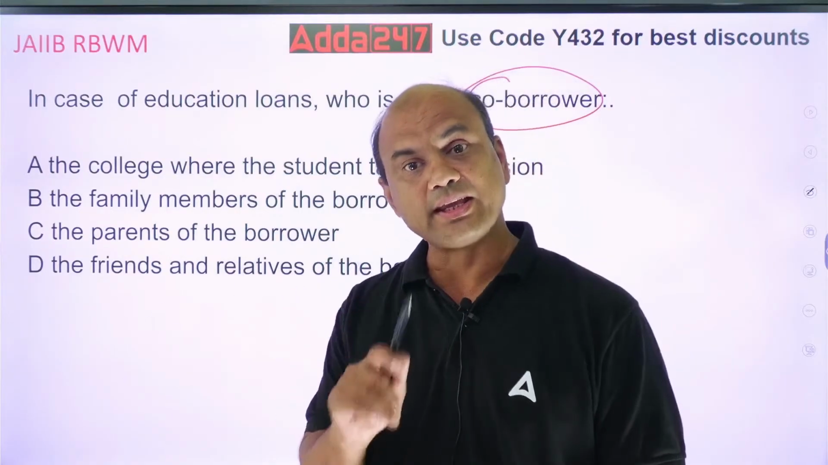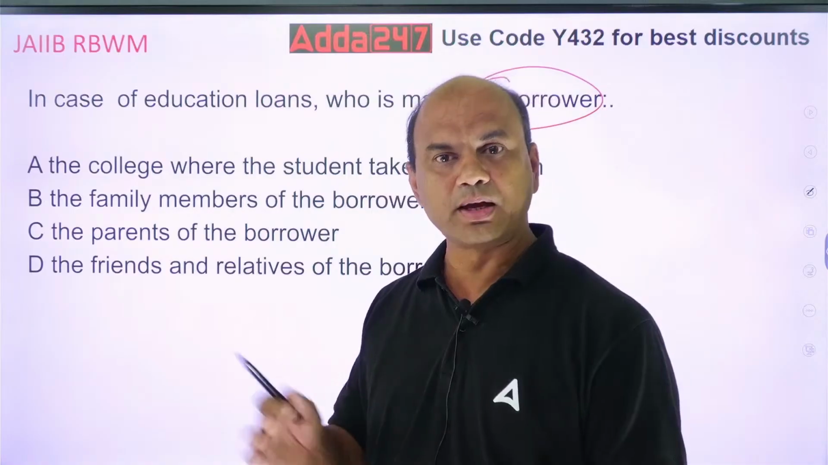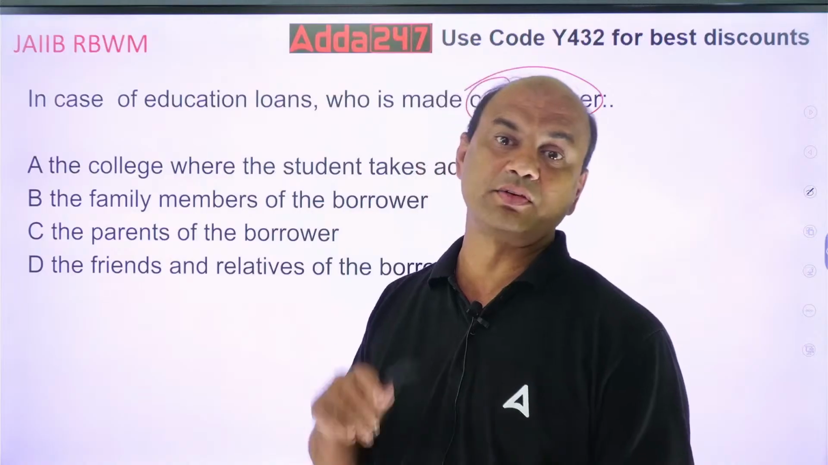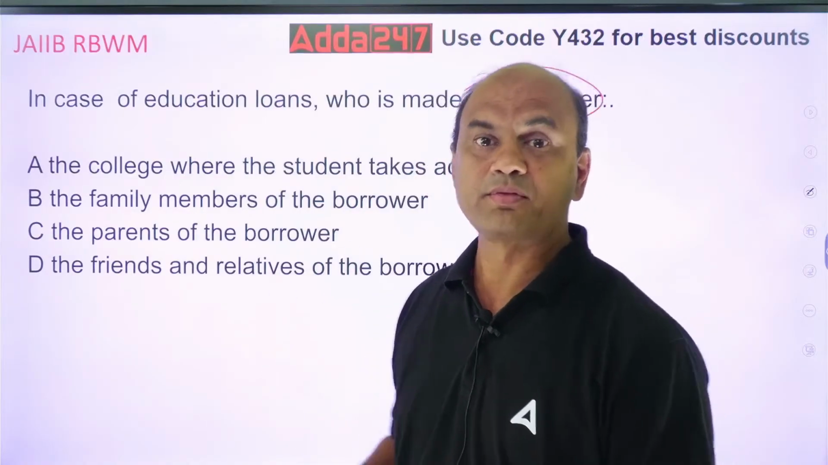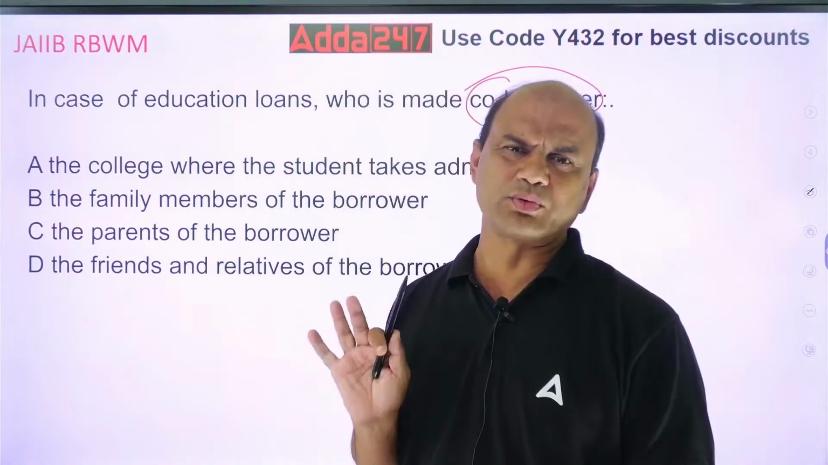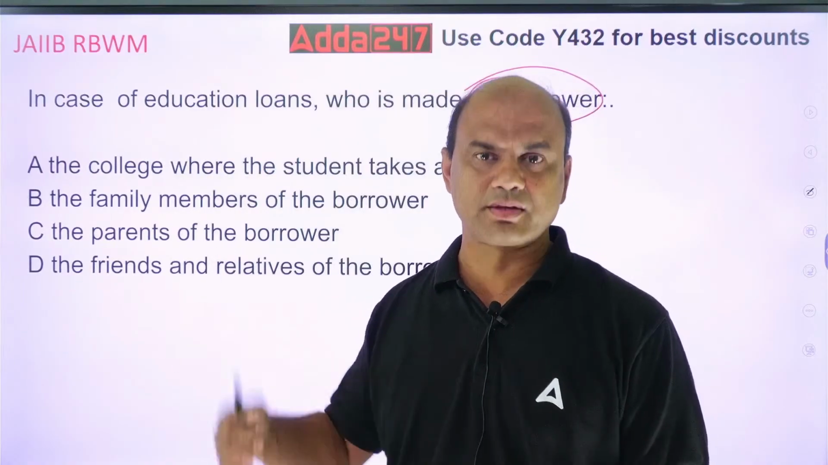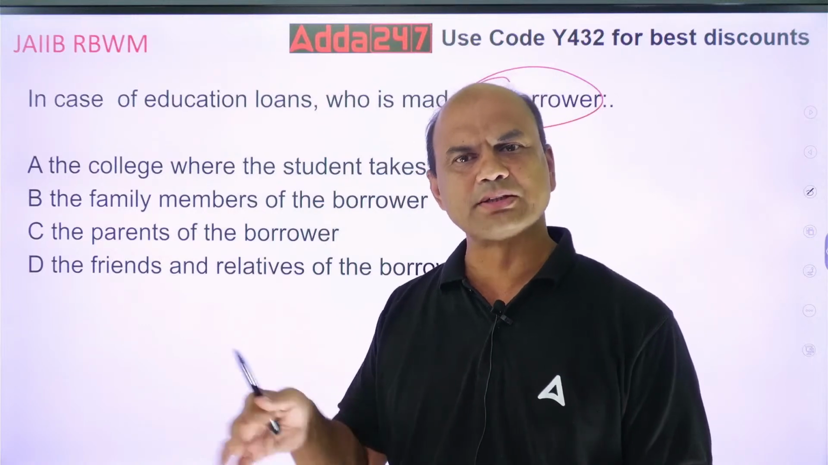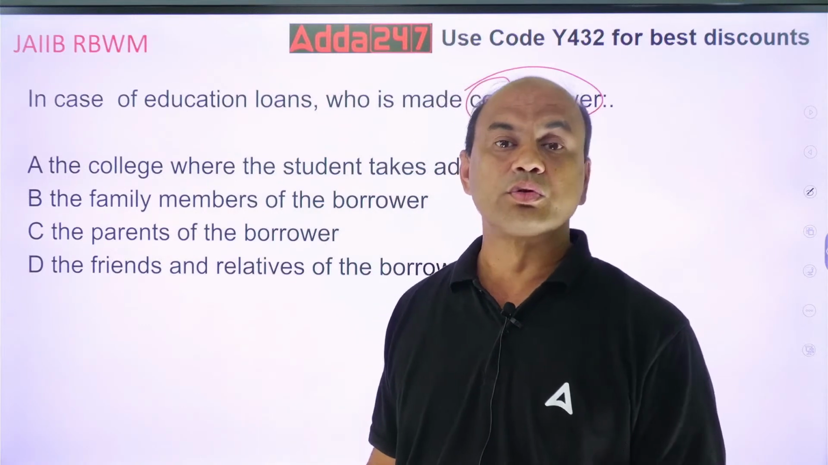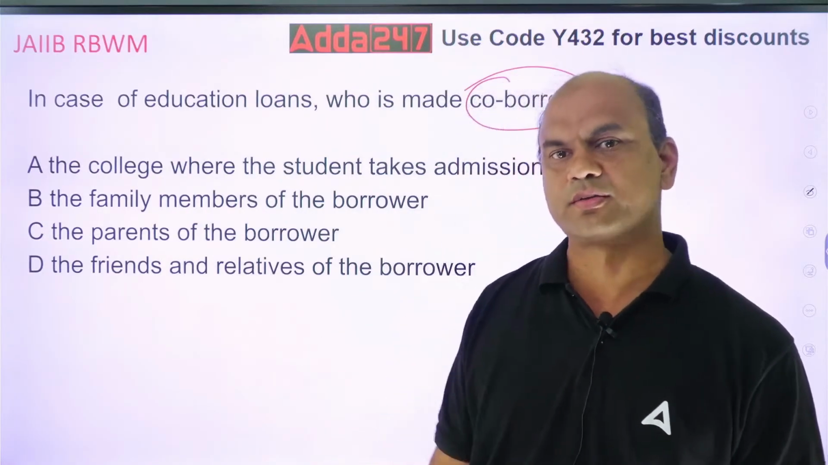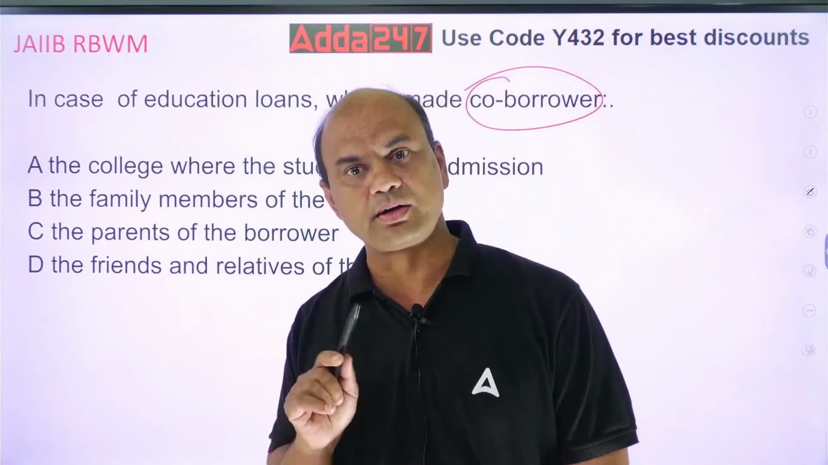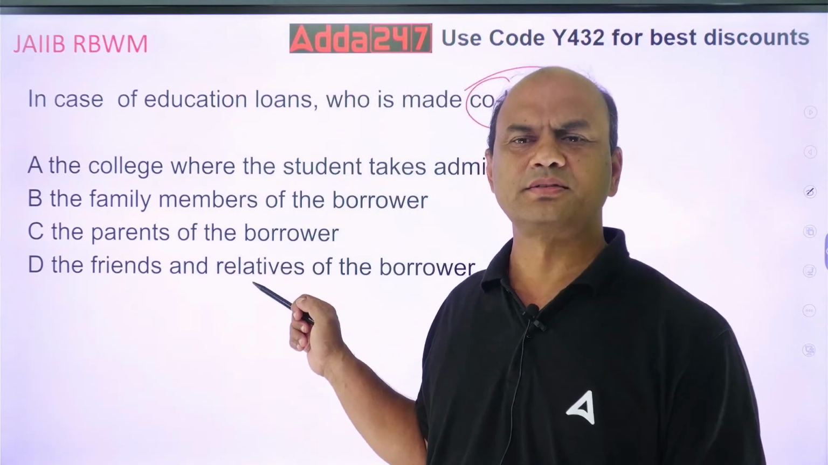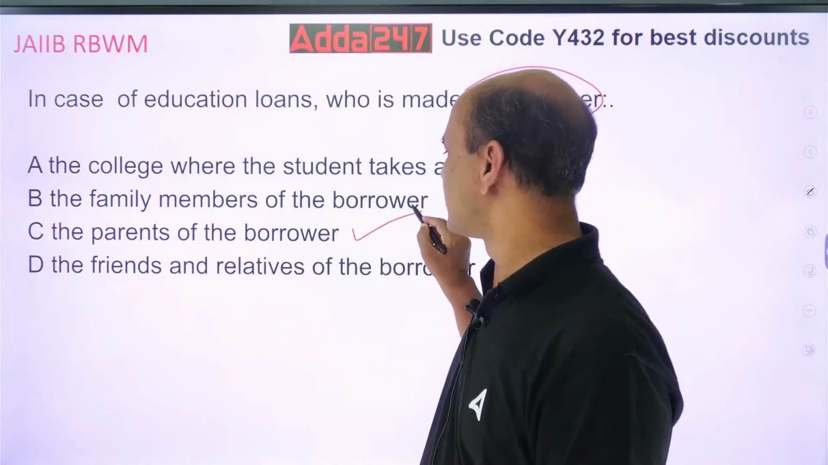Now it depends on the age. If the student is a minor, then the loan is never given to that student. Then it is given to the parent. But if the student is major, generally education loan is given after your 12th, after your HSC. By that time the student becomes major, 18 years. So the borrower is generally the student. Okay, and who is the co-borrower then? Co-borrower will be the parents.